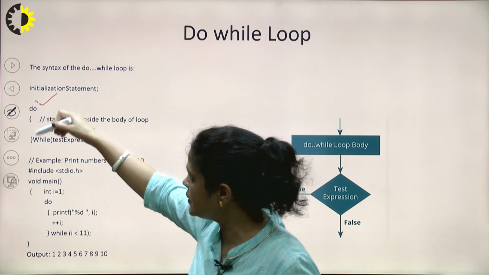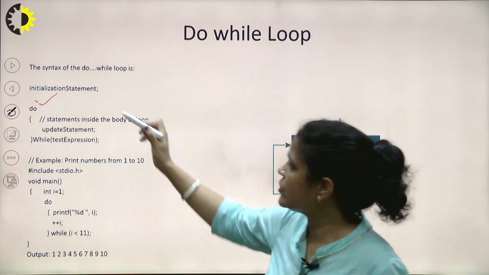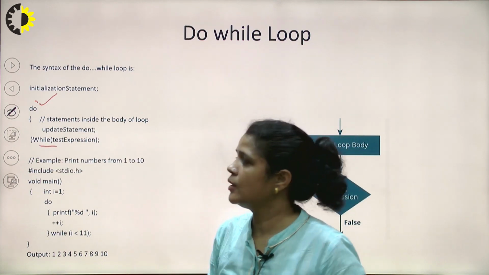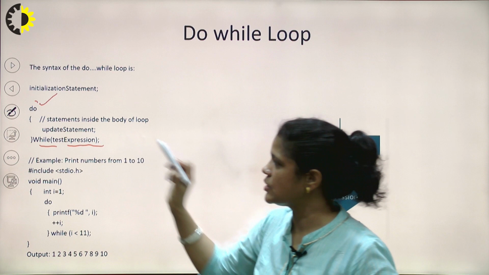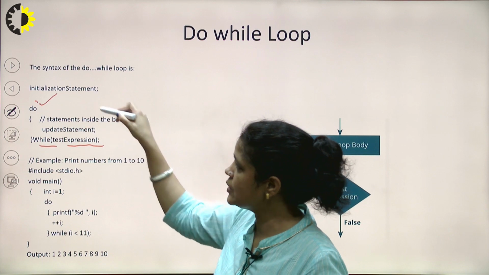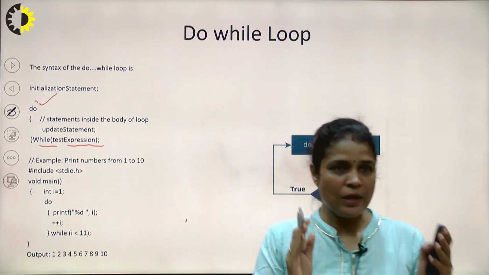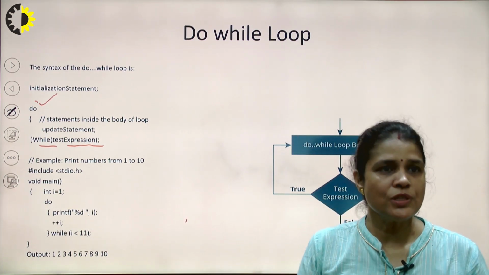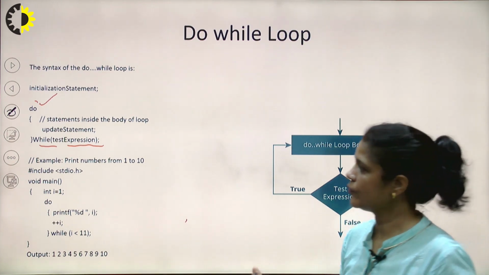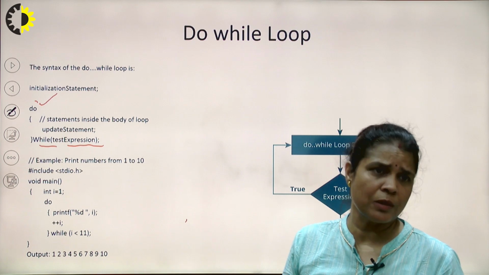Whatever is written inside these curly braces will be executed as it is, without checking any condition. After executing all the statements once, this while will come into effect, and then the test expression is checked. If this condition is false, then the loop statement will not be executed again, right? So in this way, the do while loop will work once without checking any condition, and if the condition is false, it will not run again, right? Sometimes the do while loop is also used for debugging purposes.